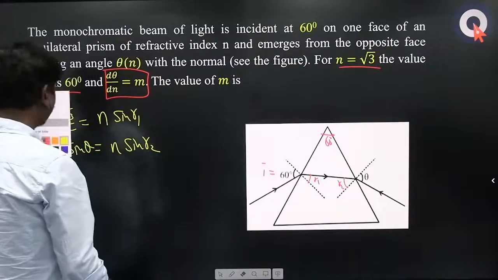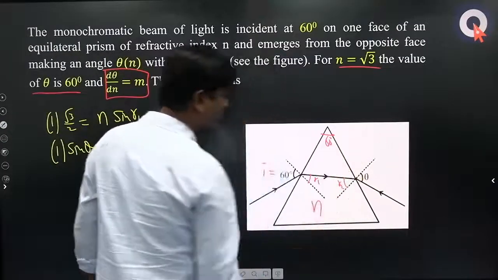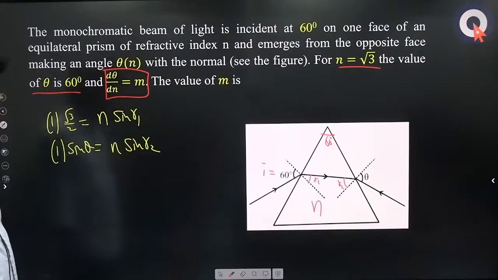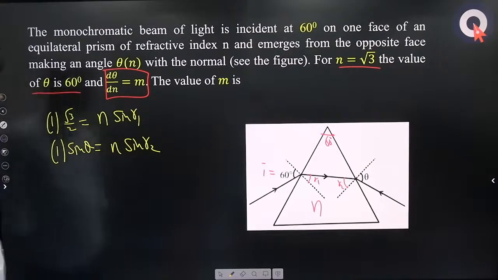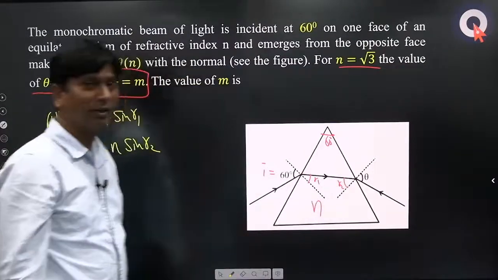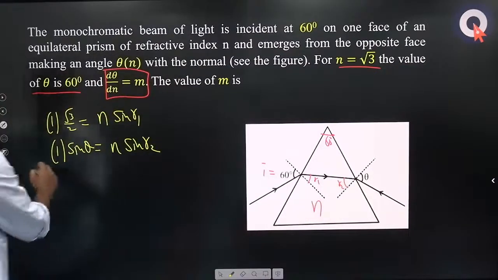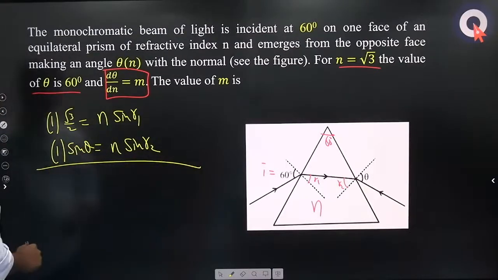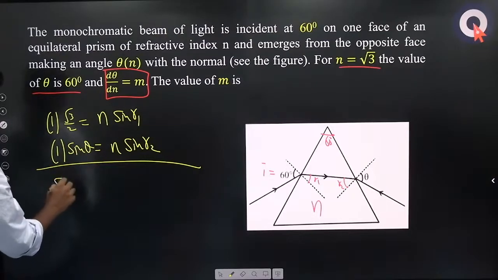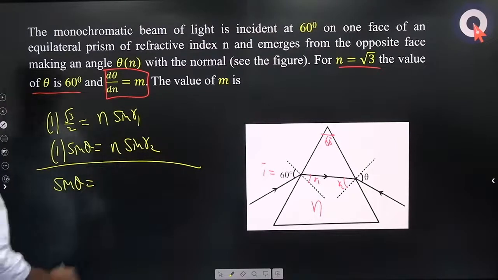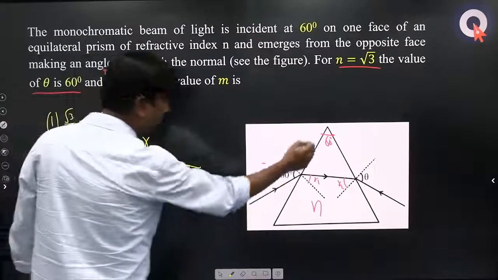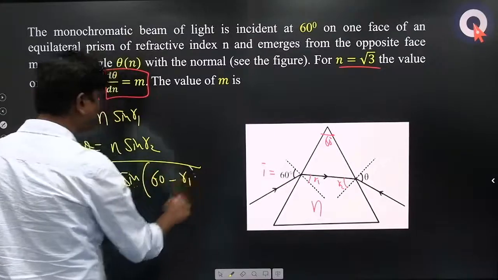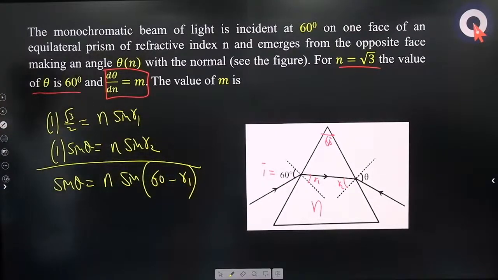So just put it in here. This is theta, right? So Snell's law is clear, and already you know the relation between R1 and R2. Finally, the target is getting the value of theta in terms of n. That's it, right? How do you make it? Sin theta is there. So sin theta is equal to n into sin of R2. R2 you can write in terms of 60 minus R1, right? That is sin theta.